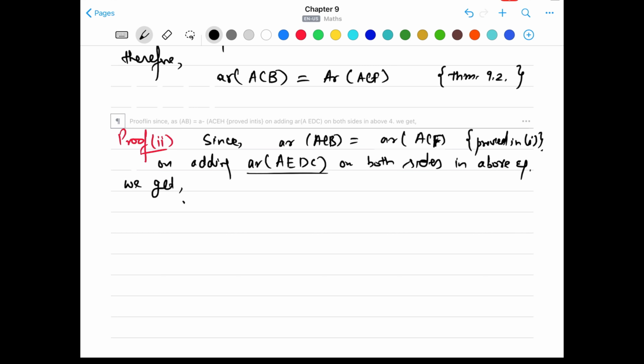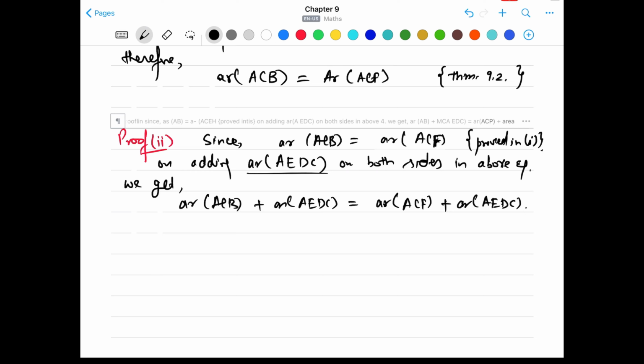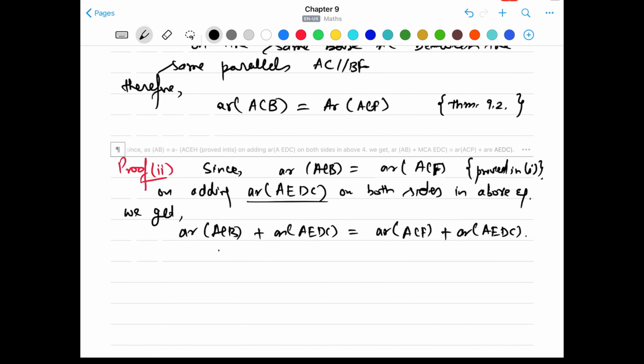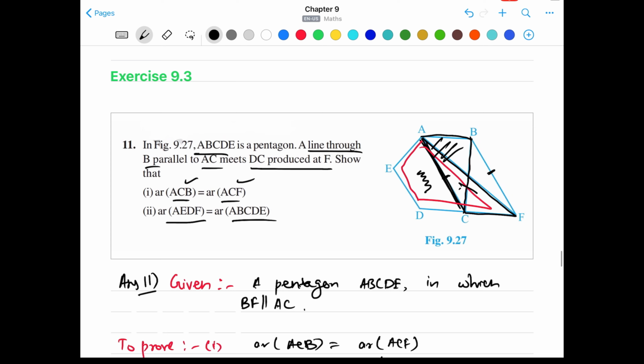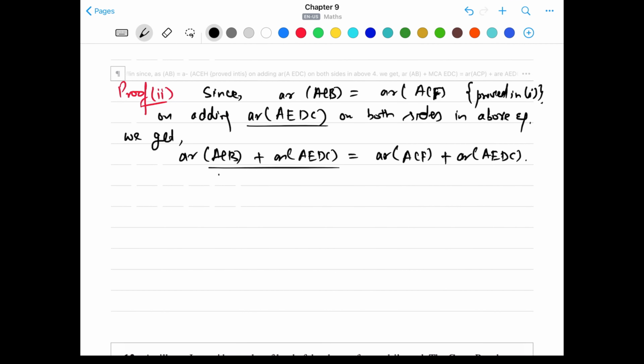So on the left hand side we have area of triangle ACB plus area of quadrilateral AEDC equals, on the right hand side, area of triangle ACF plus area of quadrilateral AEDC. Now when you add this AEDC to this ACB, we will get the area of the figure AEDF.